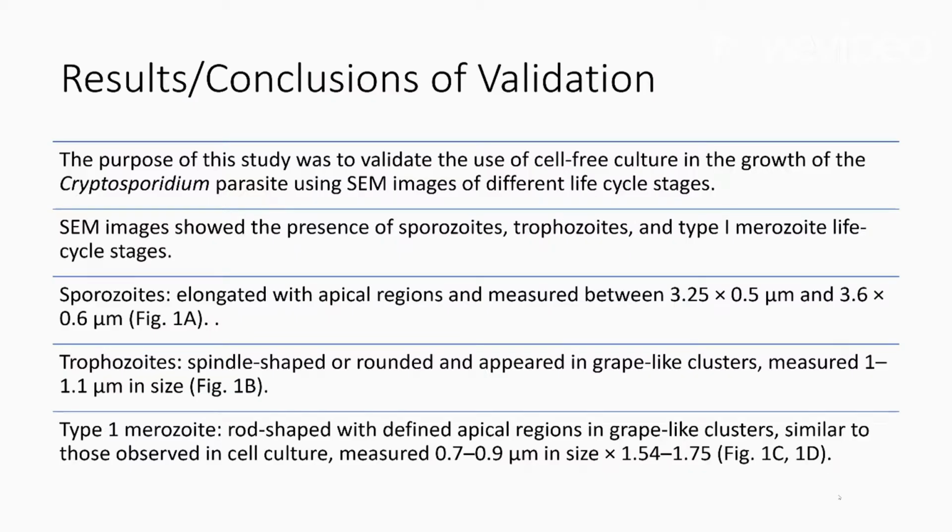As I mentioned, there was the presence of the different life cycle stages, which was the purpose of this study. In order to validate that cell-free culture can be used to grow the Cryptosporidium parasite, they proved that with the presence of sporozoites, trophozoites, and type 1 merozoites, it is possible to grow the Cryptosporidium parasite using cell-free media.